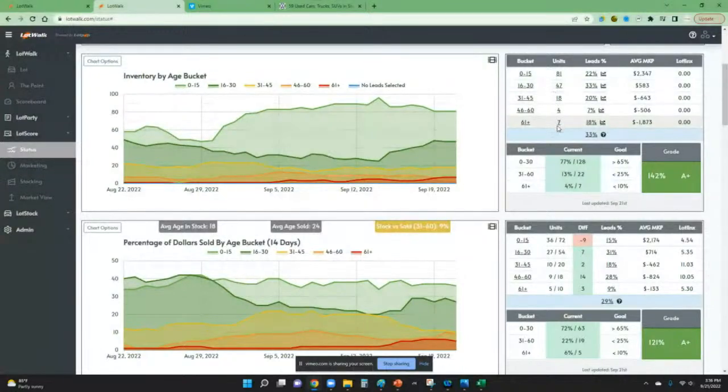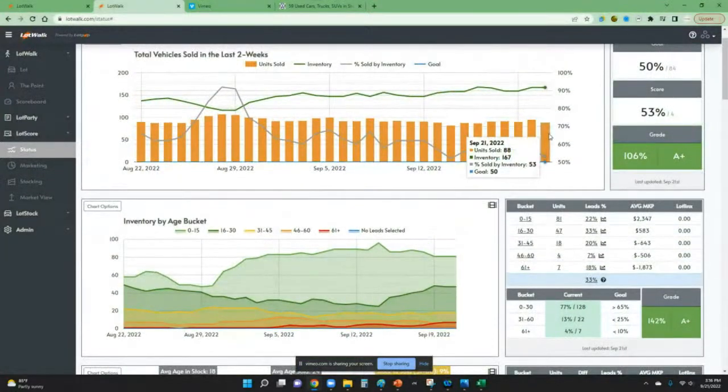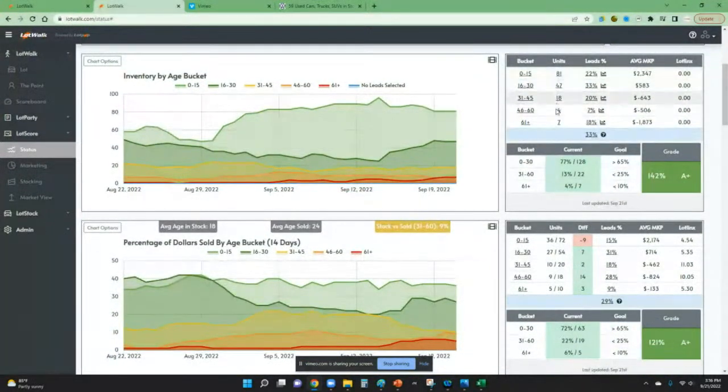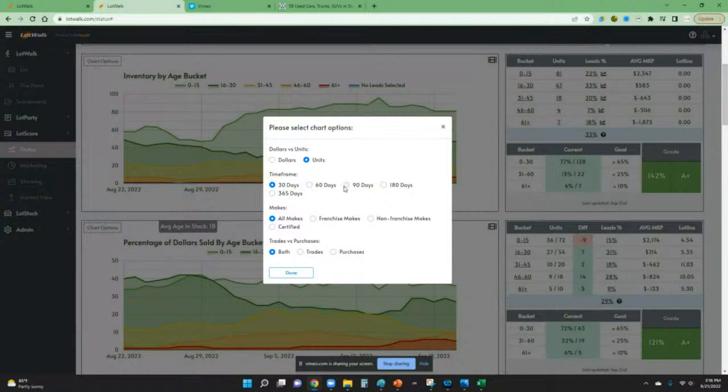Check out the unit counts here. This dealer's sitting on 167 units. They're going to sell 160 to 200 units a month off of this. And if you notice, 72% of their sales come out in the first 30 days. Notice their middle bucket's sitting at 13%. Look how clean it is over the last 30 days, and I can even go back the last 60 or 90 days.